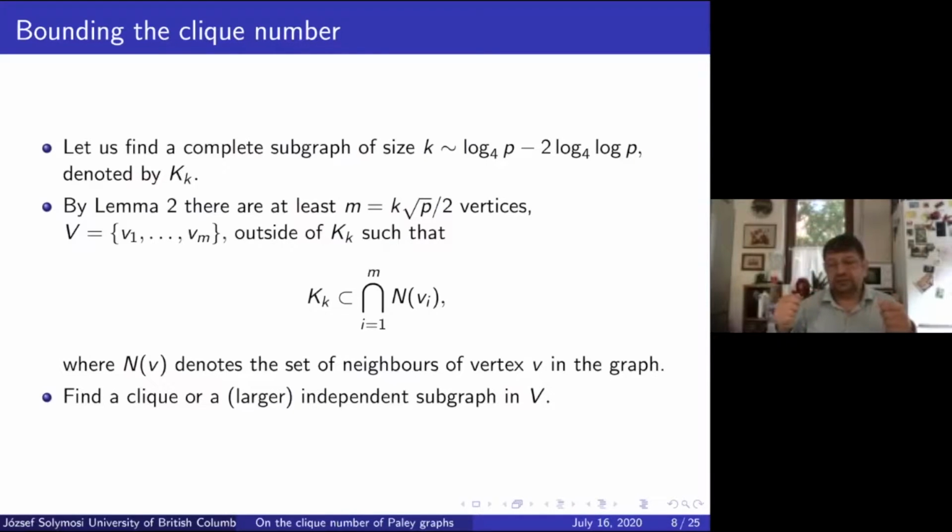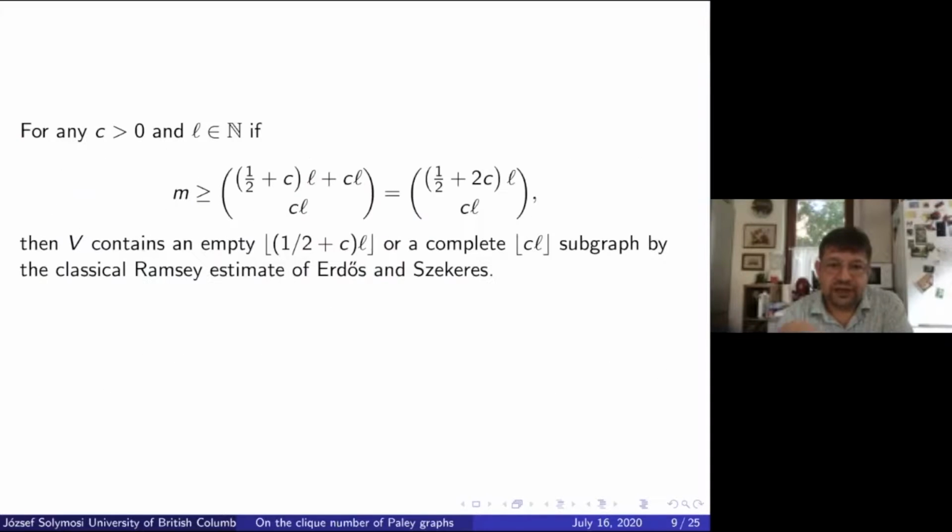of this small clique. So here now we do a kind of optimization. Either we find a very large empty graph here, just using classical Ramsey, or we have a somewhat smaller complete graph, but this will increase the size of the complete graph we started with. So find a clique or a somewhat larger independent subgraph. And now, well, it's just counting. As I said, this is just the kind of classical Rédei formulation for graphs.